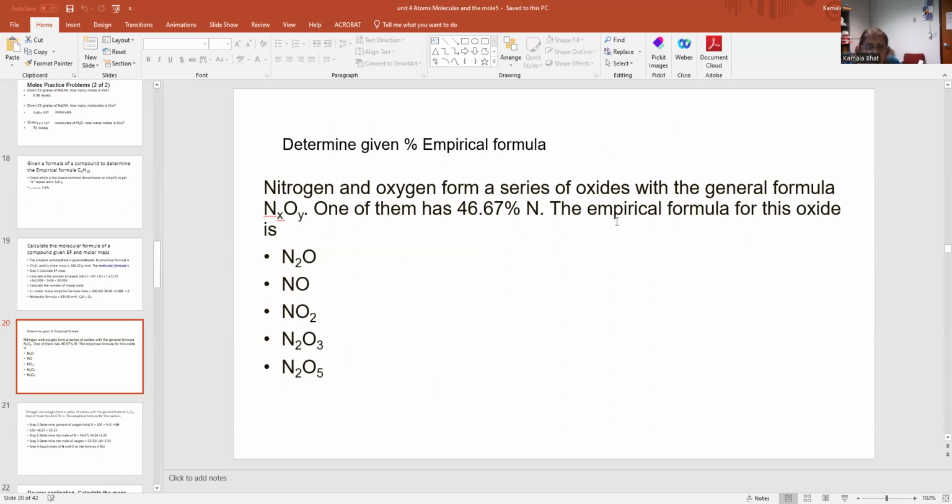Now, it asks you to find the empirical formula once the percentage of one element is known. And therefore, a general formula is given. If the percentage of one element is known, and if the compound contains only 2 elements, then it is possible to find the amount of the other element. In this case, it is NXOY. So you will want to find out what is the ratio of X and Y, or what are the numbers equal to X and Y. So first thing we do is, because nitrogen is 46.67, we have to find out what is the amount of oxygen.